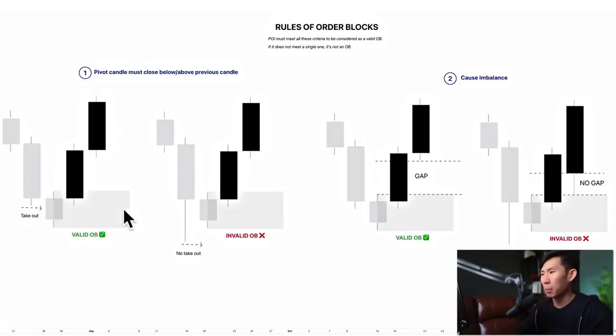So looking at these 2 examples that we have right here, this pivot candle did close below the last candle, but this pivot candle did not manage to close below the previous candle, since this previous candle went all the way down here, right? So this pivot candle actually closed up here, so it's not really considered as a valid order block in this case.